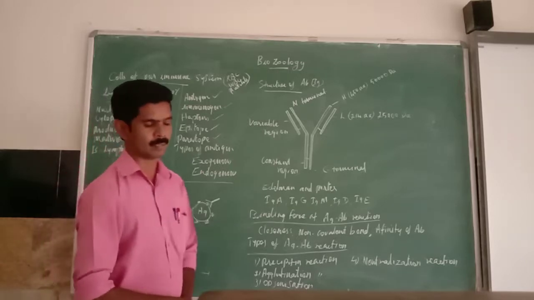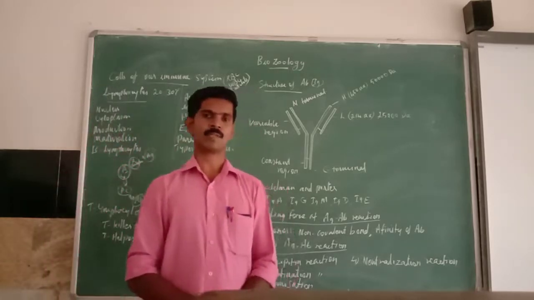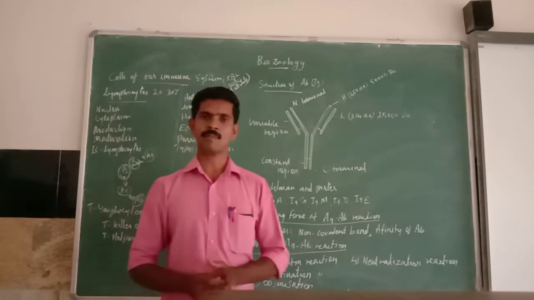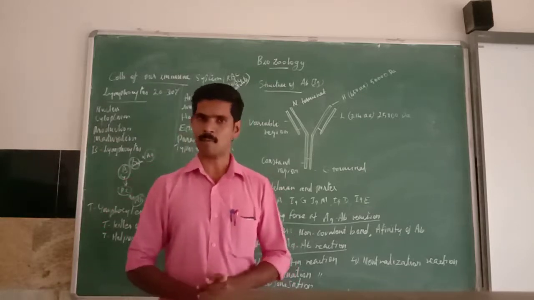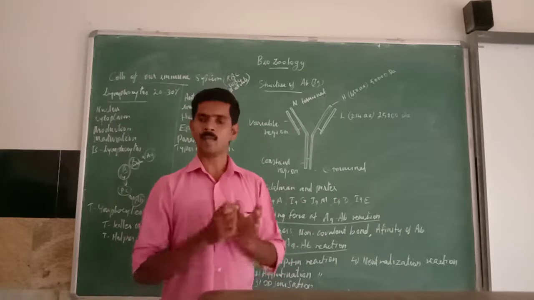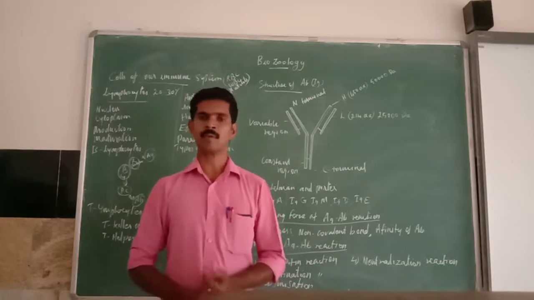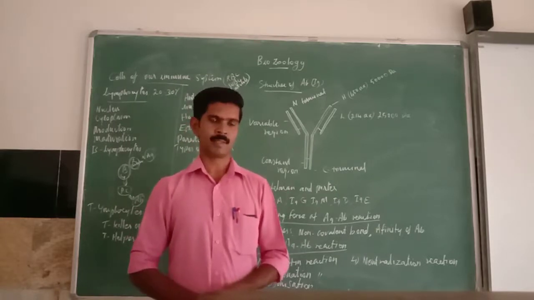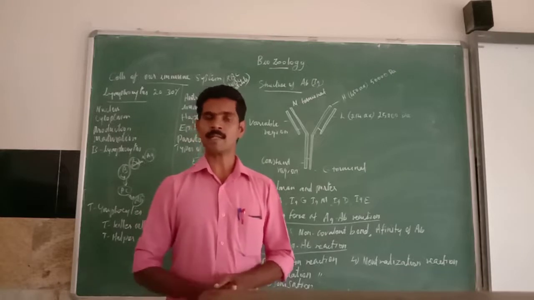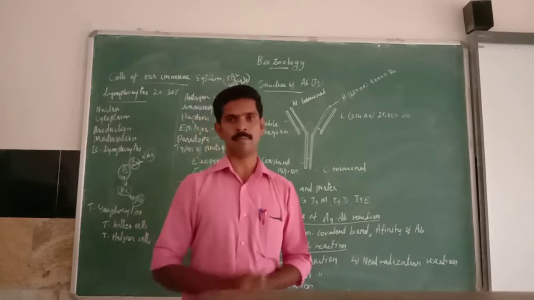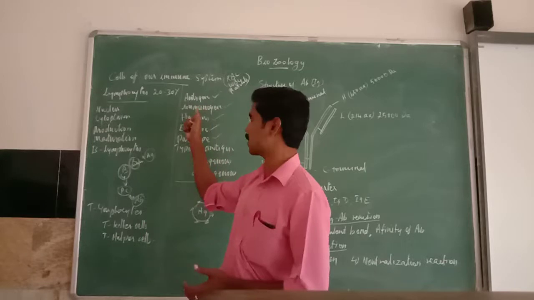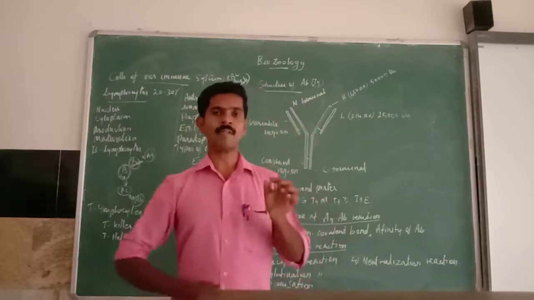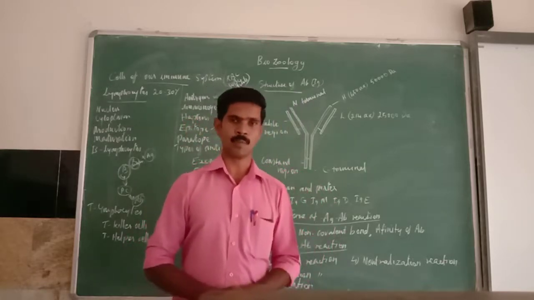Understand, my students? Next we are going to study one very important 5-mark question: structure of antibody. One diagram is also there in the book. It is very important for a 2-mark question. Listen very carefully. Antibodies are otherwise called immunoglobulin. I told you antigens are otherwise called immunogen; like that, antibodies are otherwise called immunoglobulin.